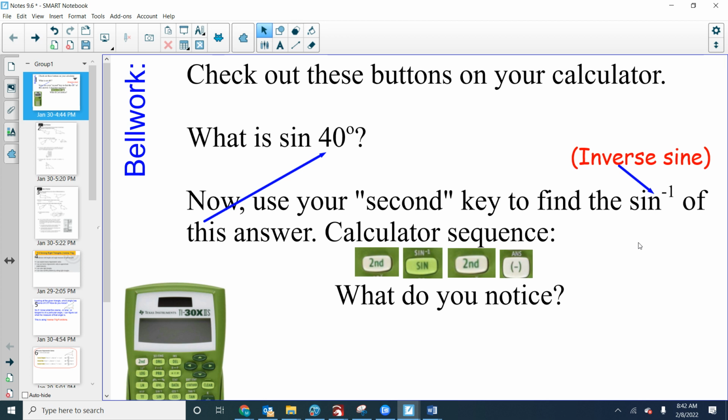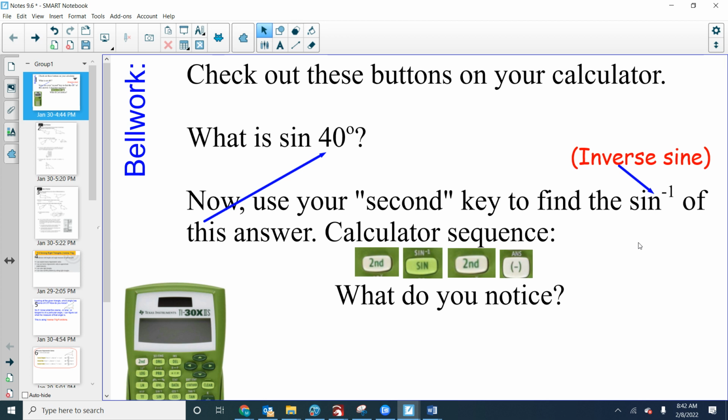Type in sine of 40 in your calculator. Sine 40, and then hit enter. Everybody should get 0.643 approximately. Yes? All right. Now, we're going to use the second key.